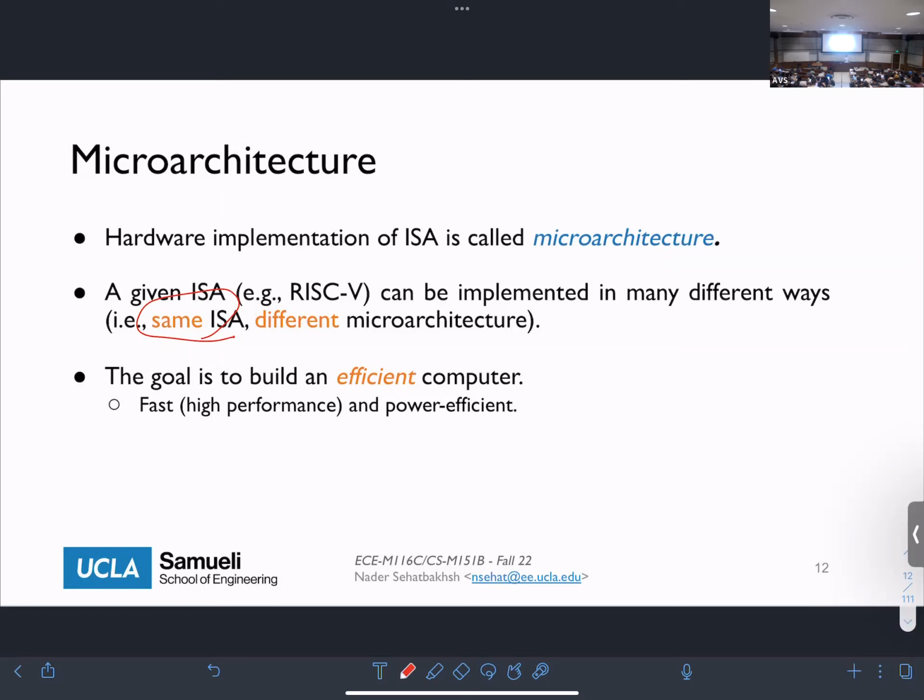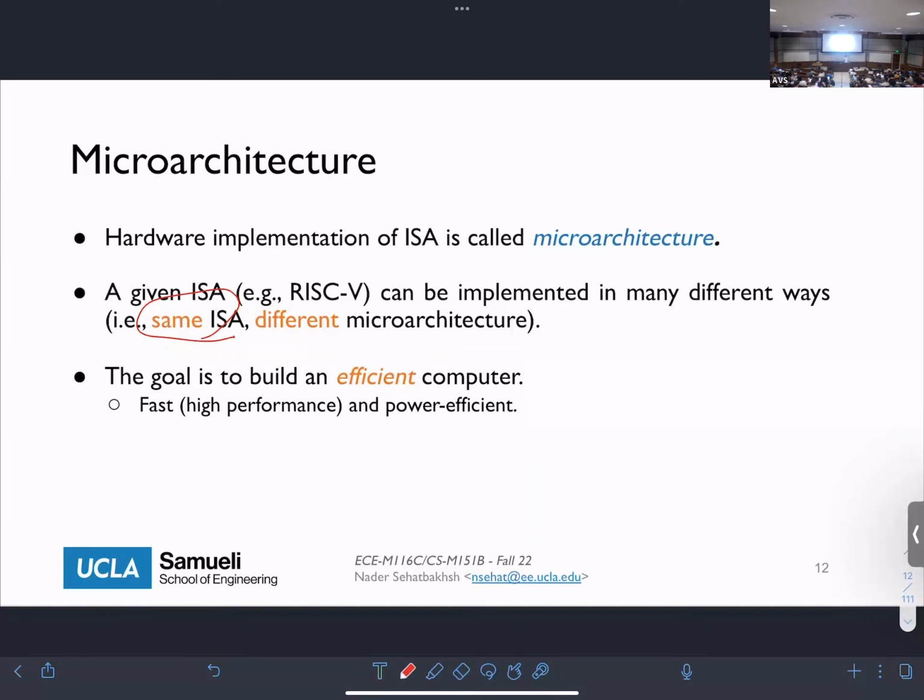For example, as I told you, Intel is always using AMD64 as their ISA, but for every generation, they are making changes in their hardware. So their microarchitecture is changing from one generation to another. Same story for ARM, and same story for all these other companies. So the microarchitecture could be different for a given ISA. It doesn't mean that we always have to make one thing regardless.